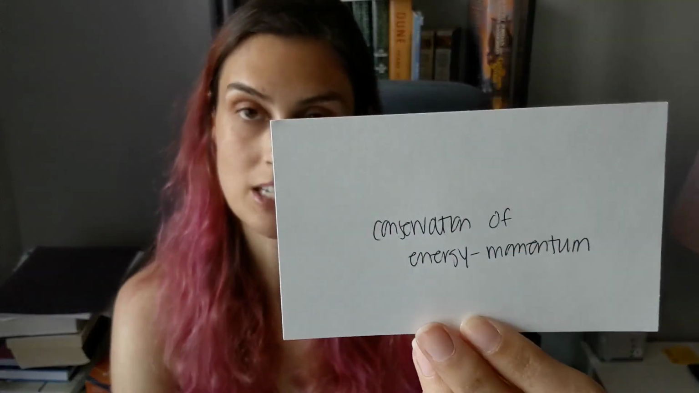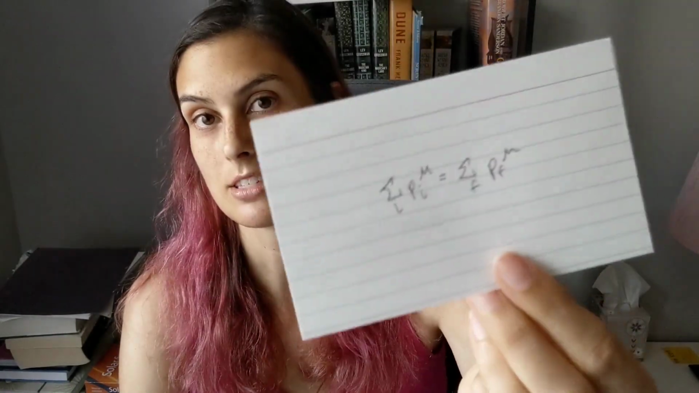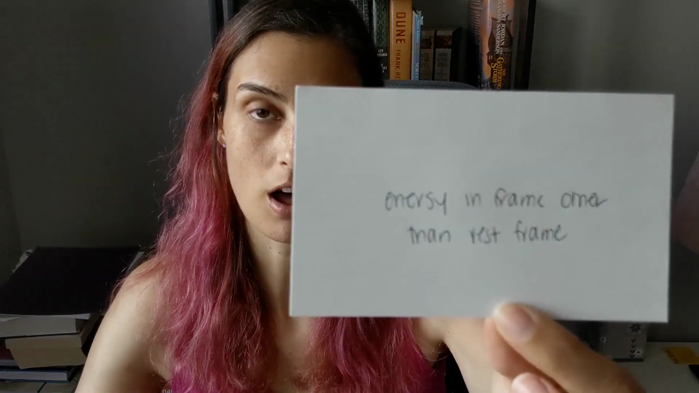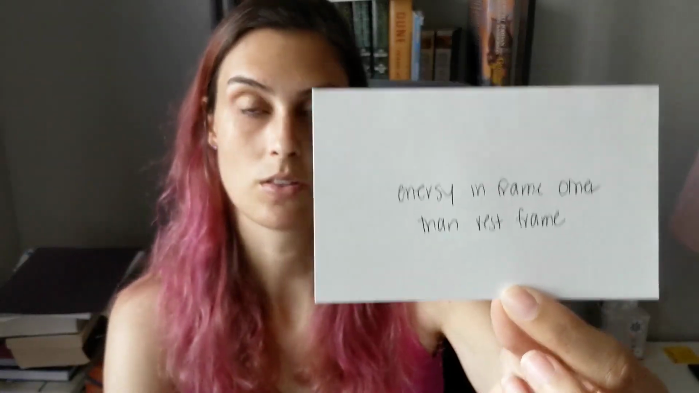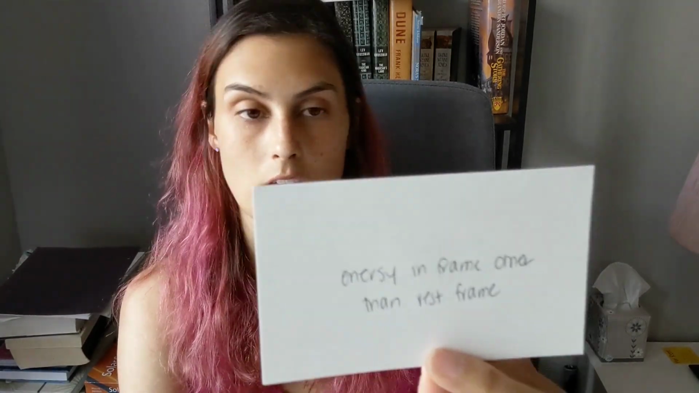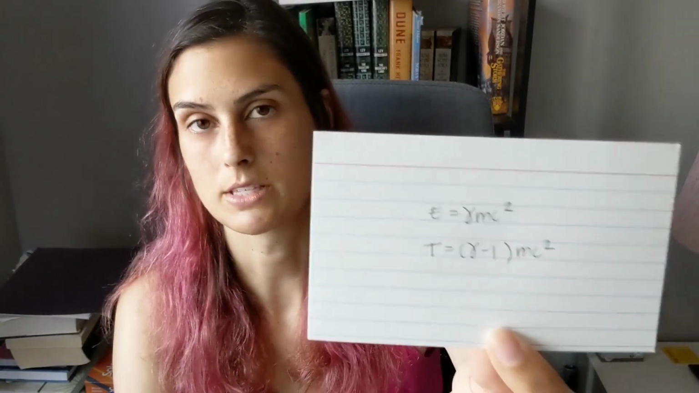Conservation of energy momentum. This says that the sum of the initial momentum 4 vectors is equal to the sum of the final momentum 4 vectors. Energy in a frame other than the rest frame: E equals gamma mc squared, and big T, which is kinetic energy, equals gamma minus 1 times mc squared, where again, gamma is the Lorentz factor.